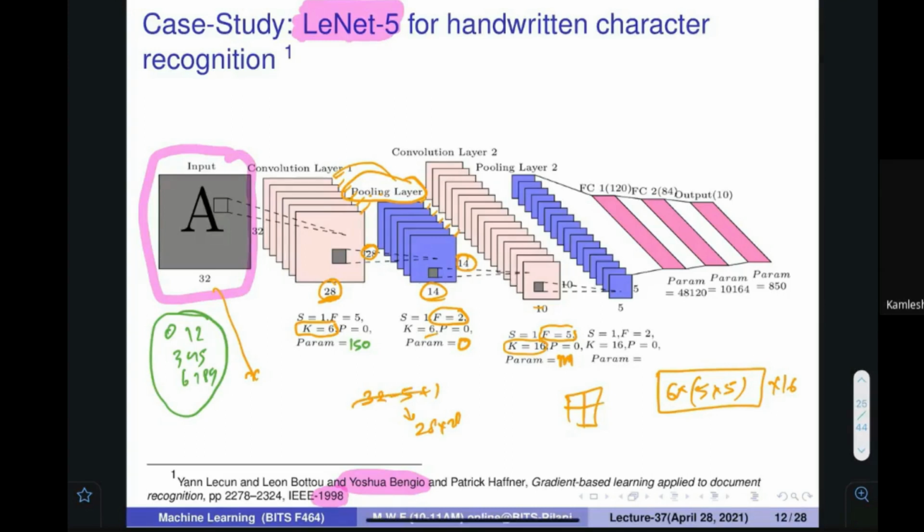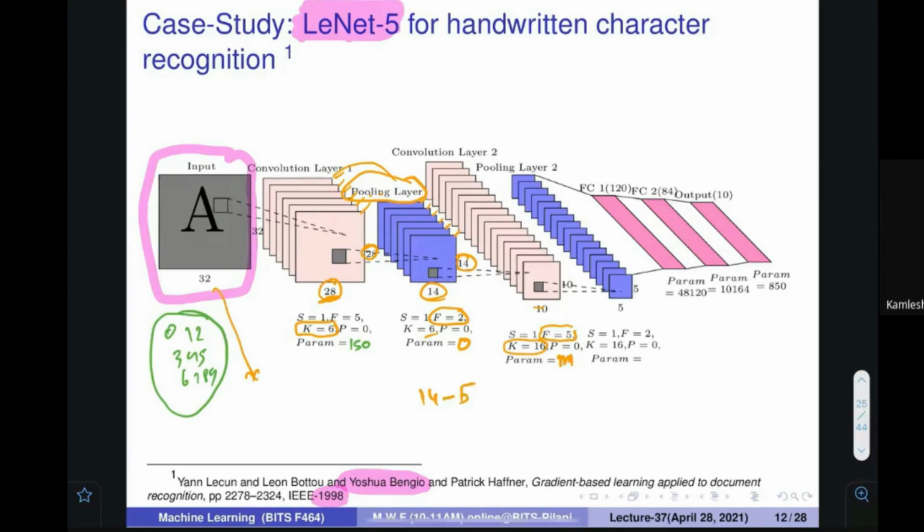If I ask you what is the output size of this particular layer, you can again apply the same formula. Since it is 14 cross 14, so 14 minus f, where f is 5 because the filter size is 5, plus 1. So you can see that this is 10 cross 10. How many such? 1, 2, 3, 4, 5, 6, 7, 8, 16. 16 such things are there. Find out how many parameters are there.